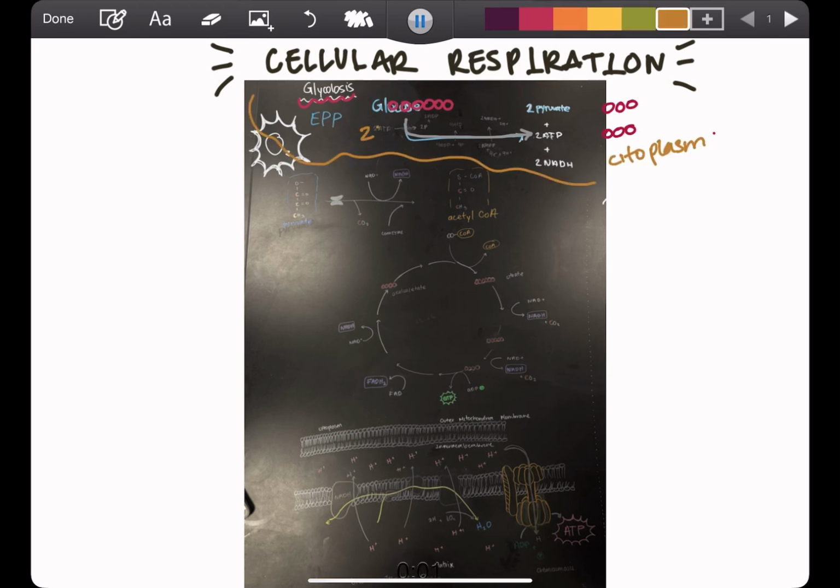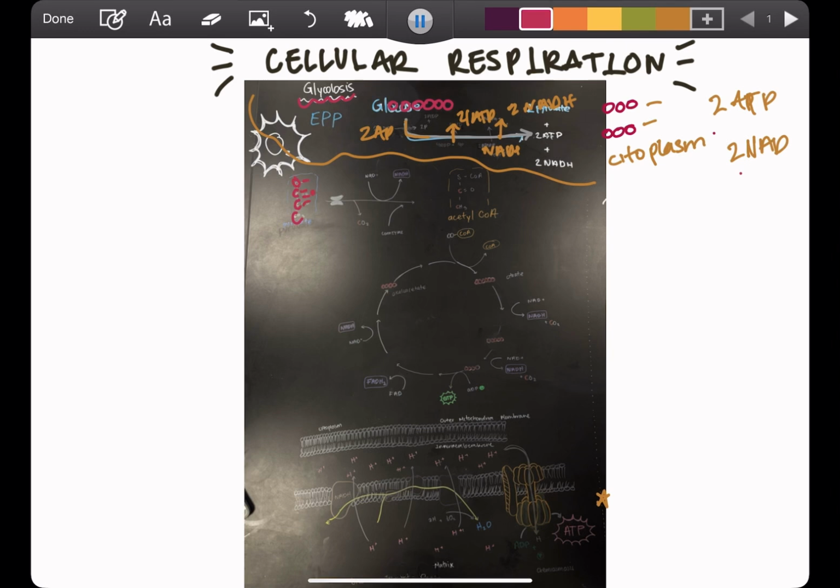This process requires 2 ATP molecules to start, and then those 2 ATP molecules become 4 ATP molecules, and besides that, there is NAD that becomes NADH. So the net gain of glycolysis is 2 ATP, 2 NADH, and the 2 pyruvate molecules.